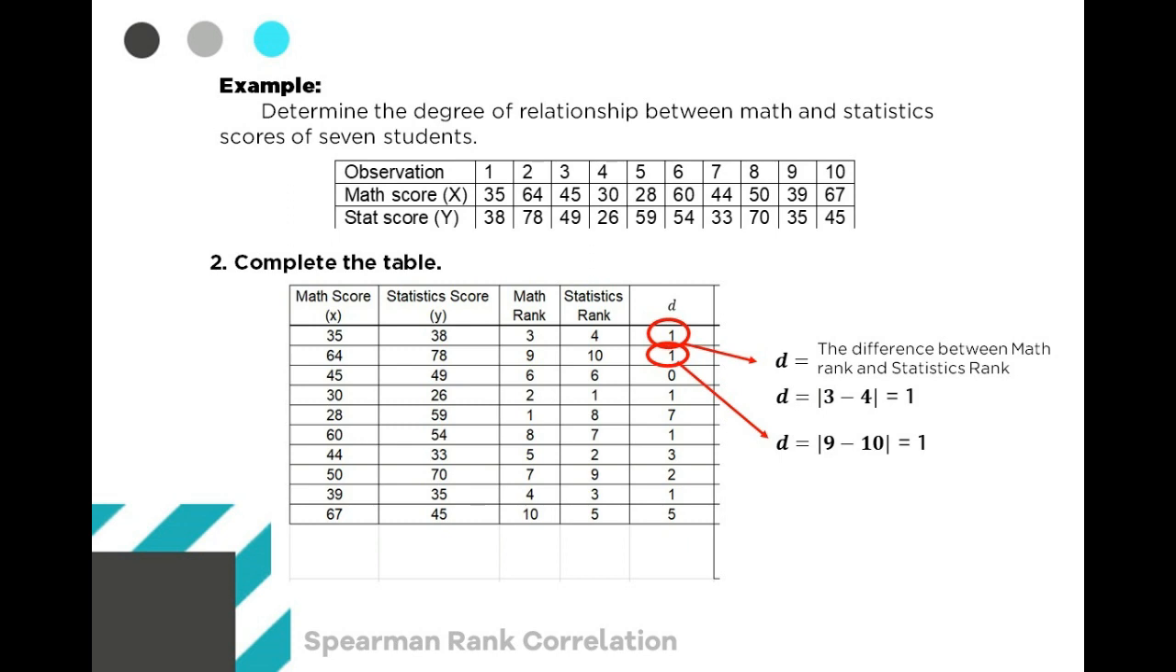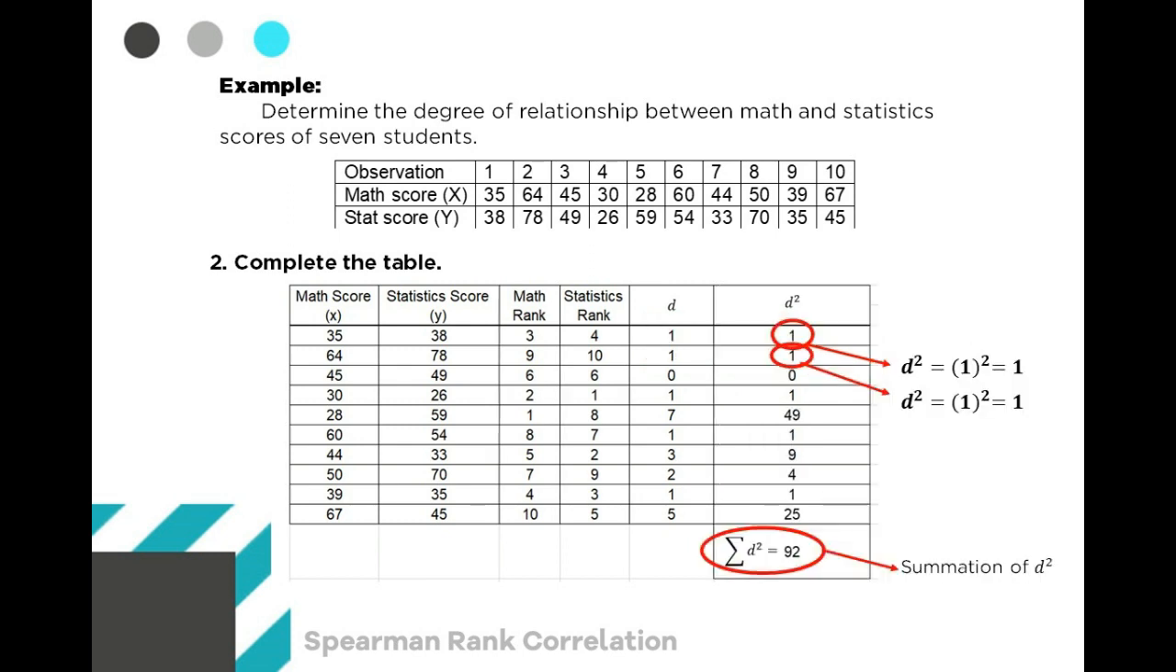So we have 1 because 3 minus 4, the absolute value of 3 minus 4 is 1. Negative 1, the absolute value of negative 1 is 1. Then our next, we have 9 minus 10, which is also negative 1, and the absolute value of negative 1 is 1. So that is our differences. So you can do the rest of the differences para ma-check nyo, and you try to compute also with the Spearman's rank. Next, we have our D square.